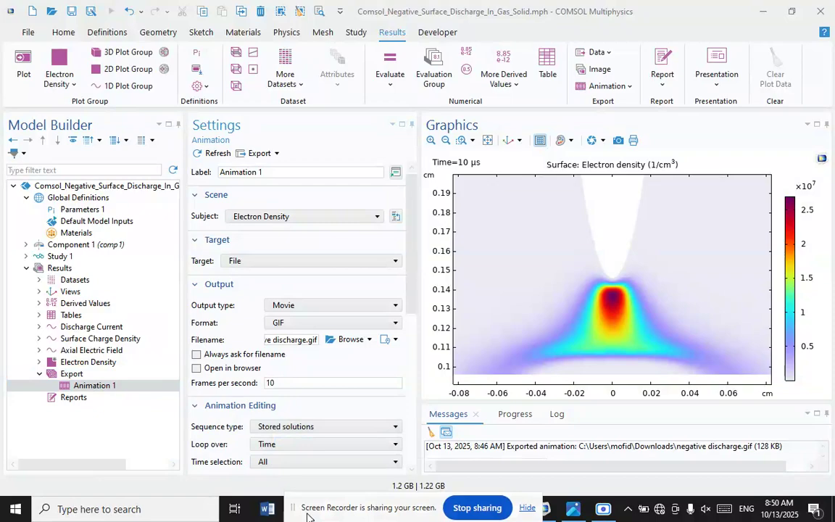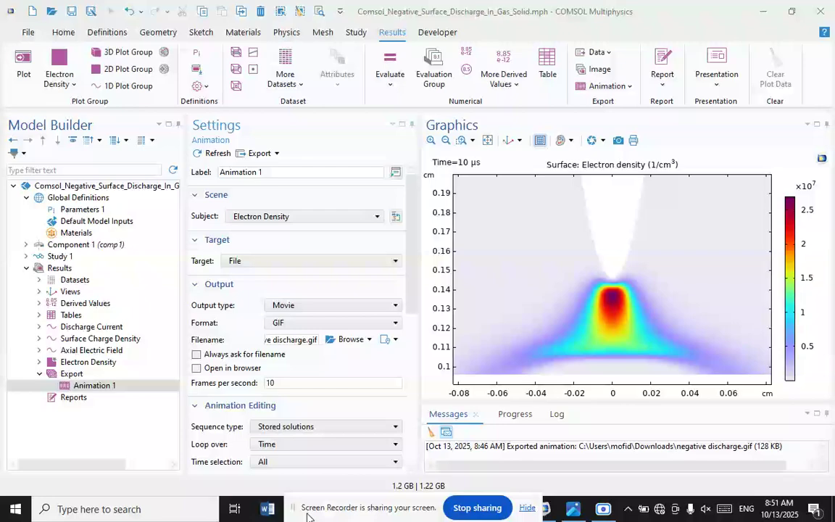Today I want to talk about negative surface discharge at the gas and solid interface, which is an electrical breakdown that happens along a solid insulator in contact with a gas. This phenomenon involves the formation of a conductive path or a streamer due to a high voltage electrical stress, with characteristics including a stout channel without branching.